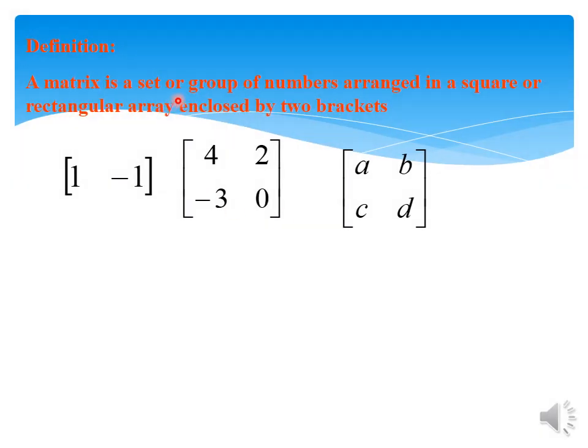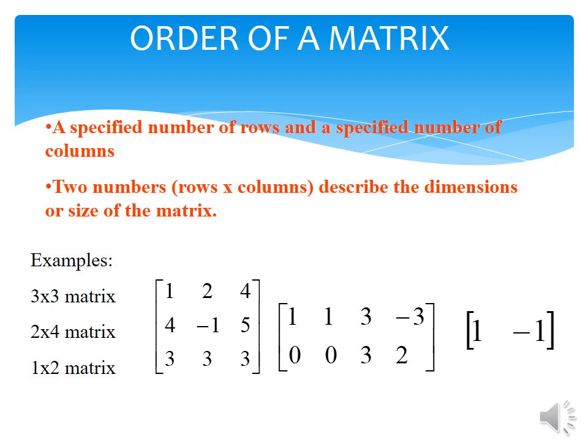Now students, the definition of a matrix. A matrix is a set or group of numbers arranged in a square or rectangular array enclosed by two brackets. Here are some examples of matrices. The next slide is the order of a matrix. What is the order of a matrix? A specified number of rows and a specified number of columns, and the two numbers, rows multiply columns, describe the dimension or size of the matrix.